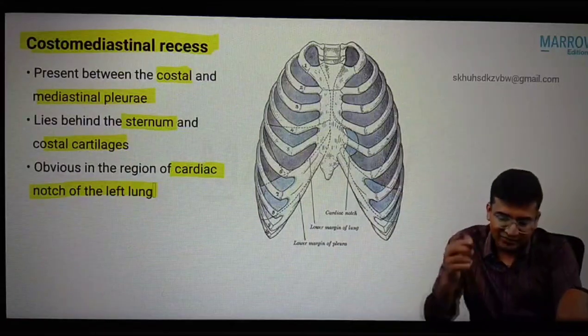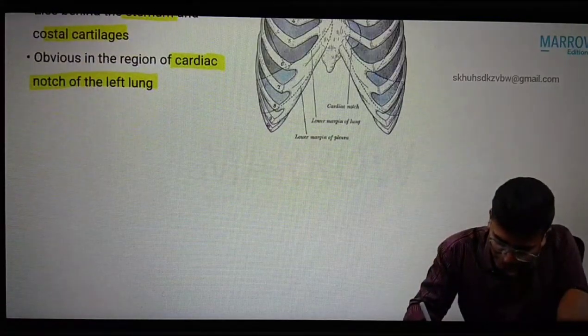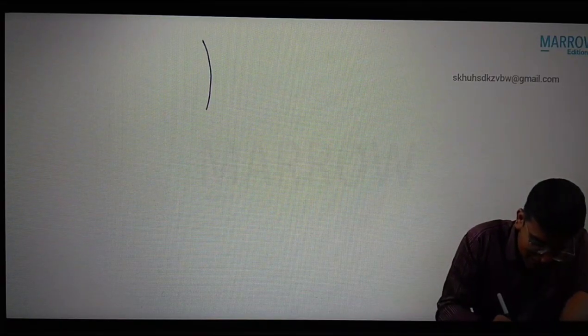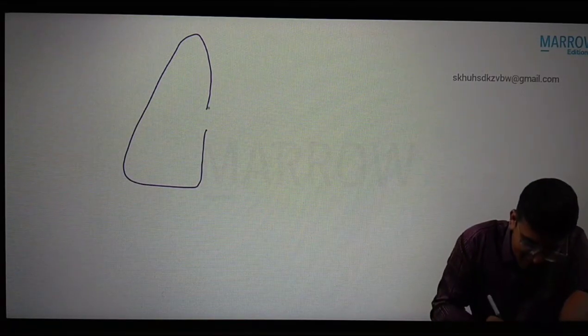Now, one last thing is pending, the nerve supply of the pleura. So, nerve supply of the pleura, see here. Now, this is the lung. This is the visceral pleura.